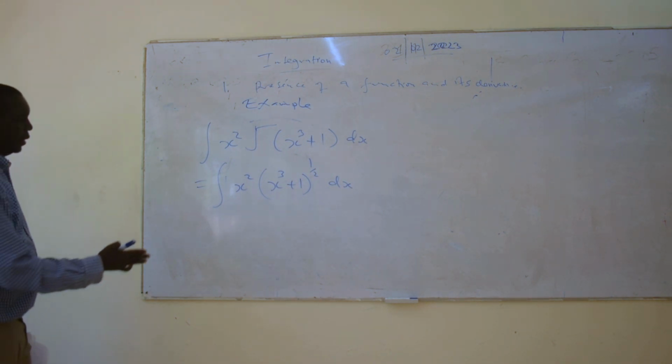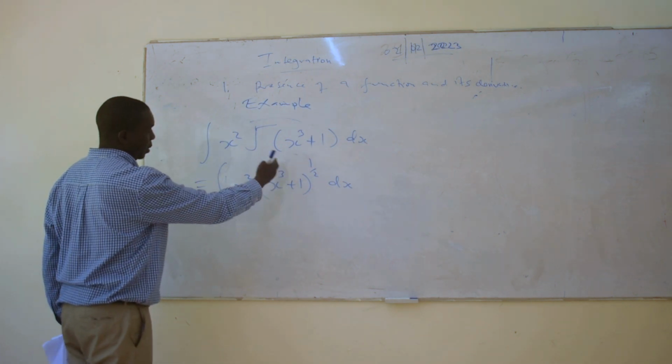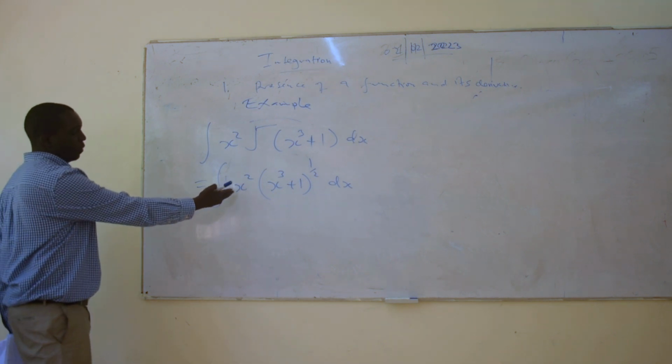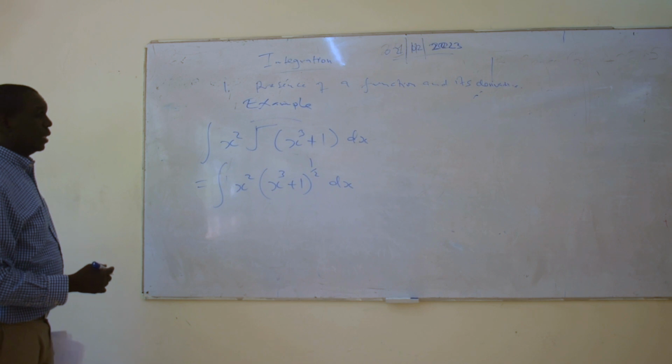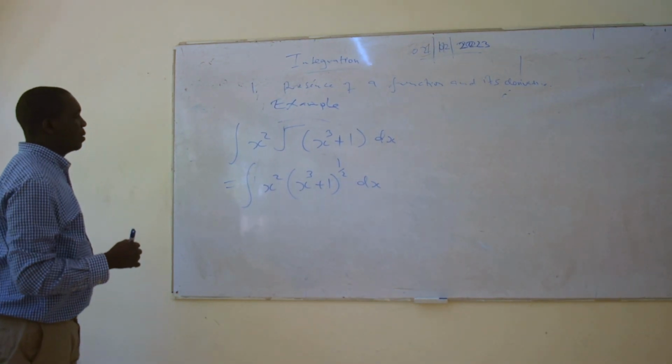Now if we differentiate the term in the bracket, realize we get 3x squared, and there's also the presence of x squared outside the bracket, and therefore there's presence of a function and its derivative.